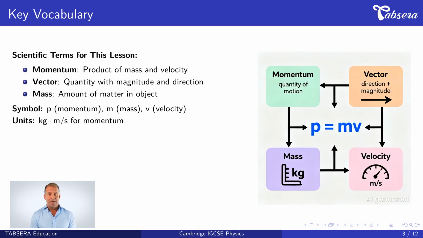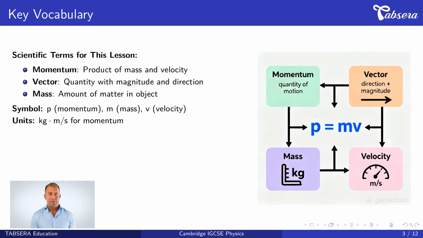Now let's define our key vocabulary. Each term is essential for understanding this lesson. First, momentum, which means the product of mass and velocity. This quantity measures how much motion an object possesses. Second, vector, which means a quantity with both magnitude and direction. Unlike scalar quantities, vectors require directional information.